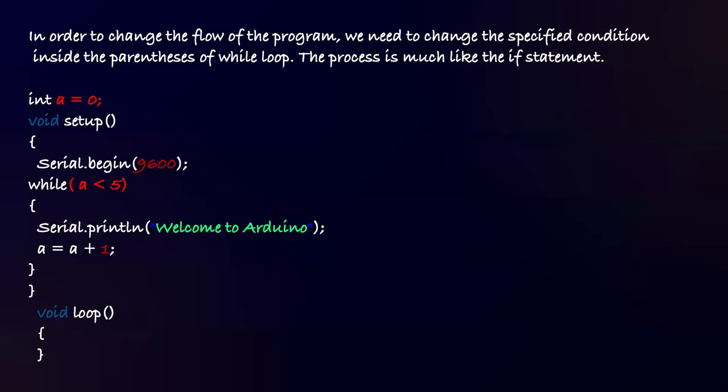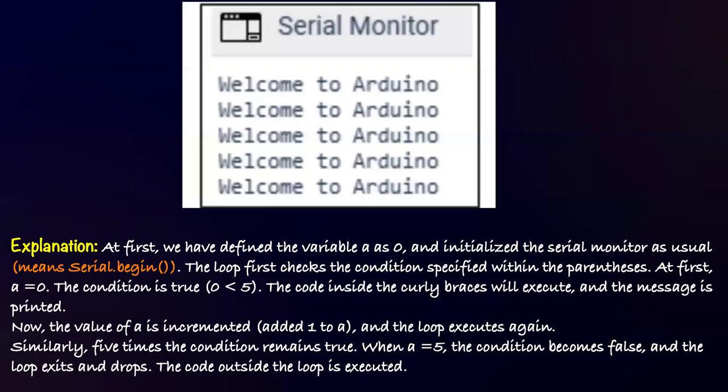So we have given a equal to a plus 1. Same as a plus plus. You can give it. And again, the while loop body is otherwise empty because we need to run it only once per check. So what will happen? Same thing. Welcome to Arduino, printed five times. So five times it has been printed, right?